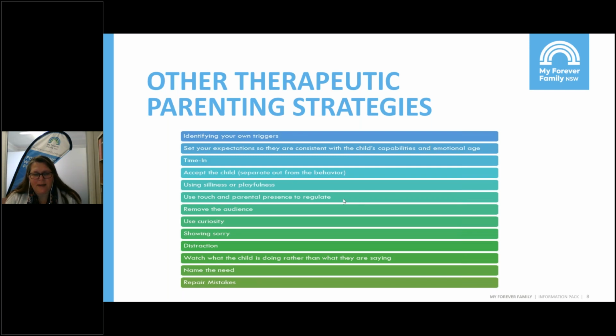Using touch and parental presence to regulate. When we think about newborn babies, little babies, when they're crying in their cot, we pick them up, we hold them tight, and we pat. So that's using touch. That helps us regulate. That's how they learn to regulate, from that touch. So often children that have challenging behaviours and have developmental trauma may not be able to tolerate touch. But another way they could tolerate that might be using a weighted blanket, or getting them to sit on the lounge next to you and put something over them, where they're using some kind of firmness to hold them in that space, and just being present with them can be helpful.